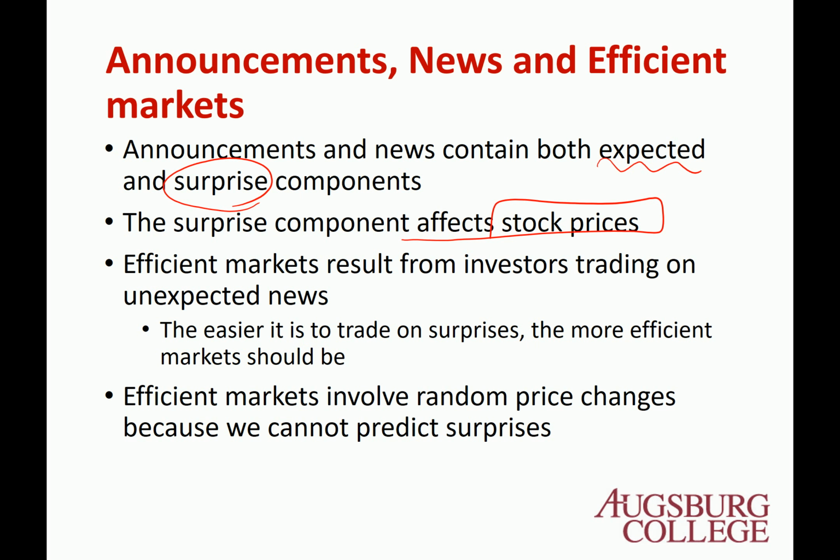So the efficient market results from investors trading on expected news. It means that it is easier to trade on surprise. Everybody just sees the surprise and starts to trade. If trading is easier, then the market gets more efficient.